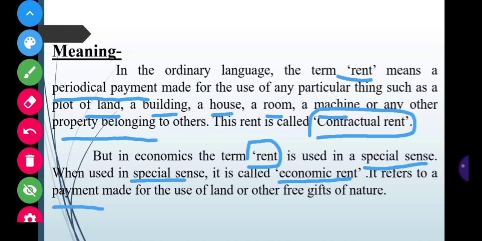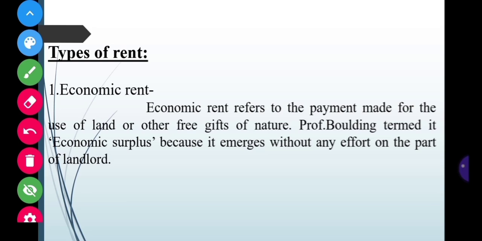It refers to the payment made for the use of land and the other free gifts of nature. It means, in economics, rent can be paid only for land and those things which are provided by nature free of cost. If we use those things, we have to pay some reward for that. That is called rent in economics. That is also termed as economic rent.